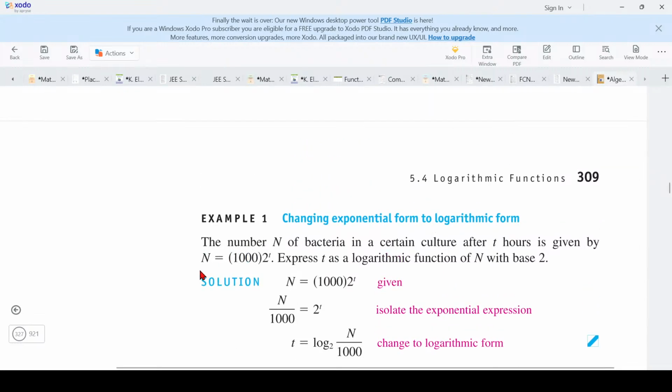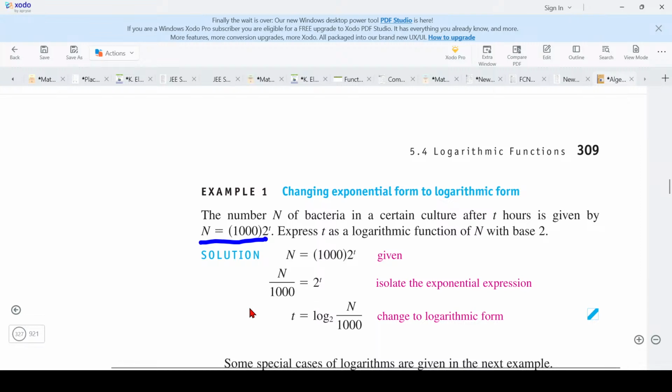Now you are given something like this. How do you express this again? Log something to the base something equals something. So here n equals this thing. What does that mean? n by 1000 equals 2 power t. Now try to express this in logarithms. Just tell me, log what to the base what equals what?